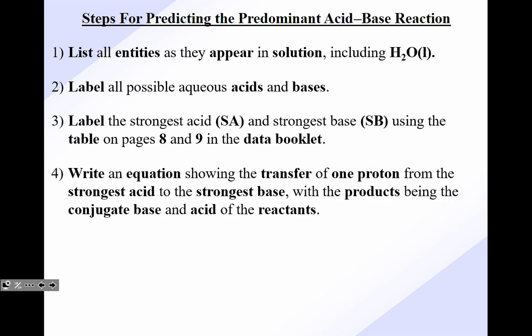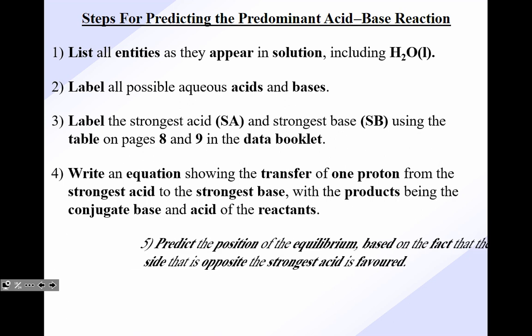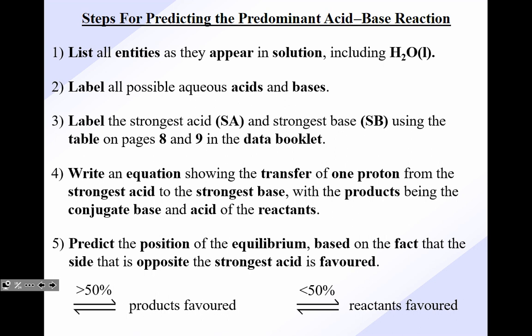Write an equation showing the transfer of one proton from the strongest acid to the strongest base, with the products being the conjugate base and the conjugate acid of their reactant. So you are actually going to predict the products. Number 5 is the most important, kiddos. Muy importante. Okay? Predict the position of the equilibrium based on the fact that the side that is opposite the strongest acid is favored. So you're either going to look at the strongest acid and pick the other side, or you're going to pick the side of the weakest acid.